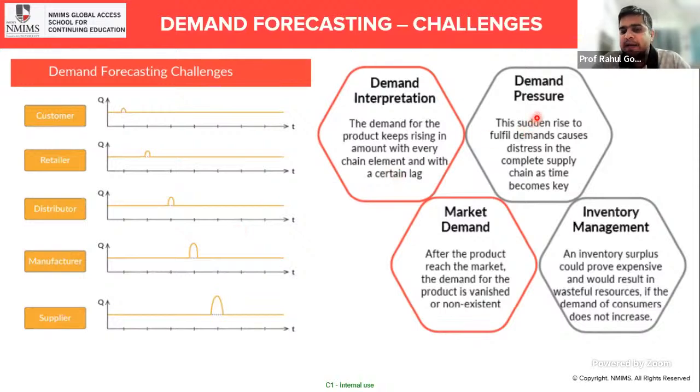The second challenge is demand pressure. A sudden rise to fulfill demand causes distress in the complete supply chain. It is not that one can fulfill the demand at their own comfort level in their own speed and time. There is a service level agreement. When you are trying to fulfill the order of a retailer, you have to meet that demand in a certain agreed upon time. So you have to manage your inventory and your upstream supply chain in a way that availability and service levels are always paramount and available to meet the customer demand.